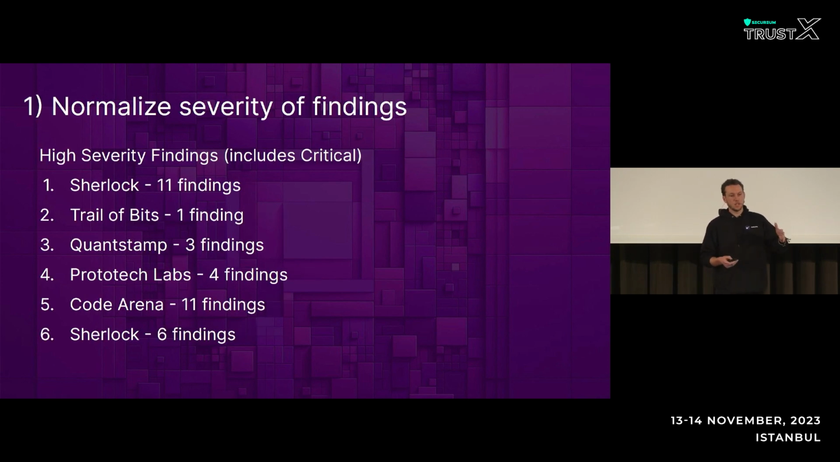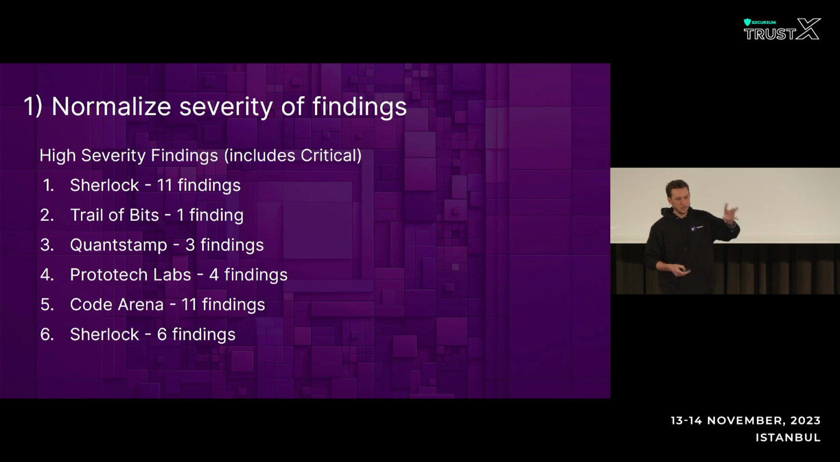The first step is to normalize the severity of the findings. This is a list of the high severity findings found in each of those 6 audits according to the audit firms themselves: Sherlock 11, TrailBits 1, QuantStamp 3, Prototech Labs 4, Codearena 11, Sherlock 6. This isn't super meaningful yet, but these are the high or critical severity findings found in those audits according to those auditors.